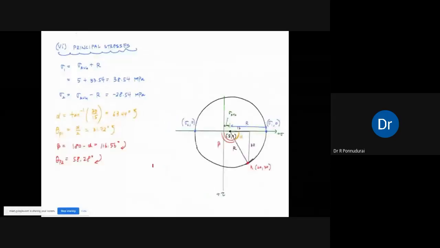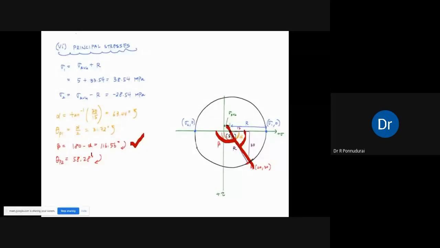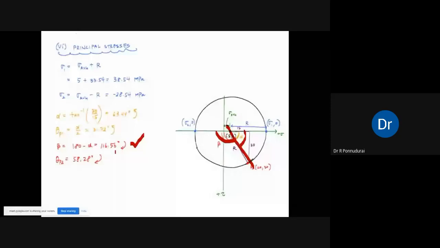So now the beta will be calculated from here to here. This plane is 0 degree plane. From here to here will be beta. Here to here it will be alpha. The minimum principal stress, that is 180 minus alpha. That is again positive, okay, 180 minus alpha. Alpha is 31.72 degree. Since it is positive, clockwise. The anticlockwise is positive actually. Anticlockwise means positive. Now it will be clockwise here.